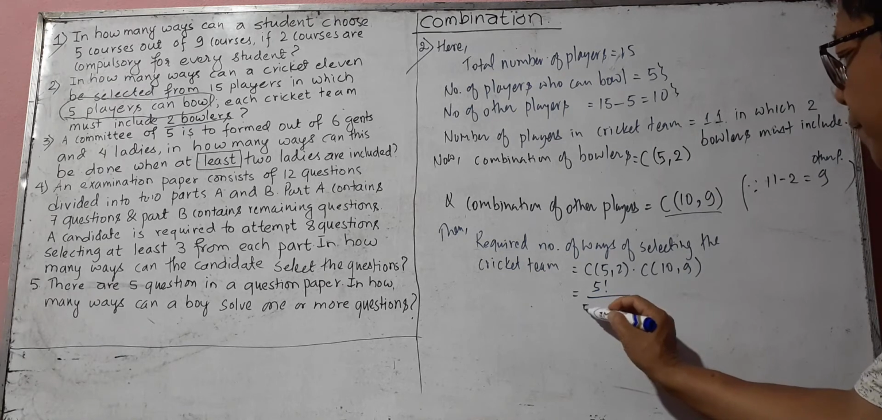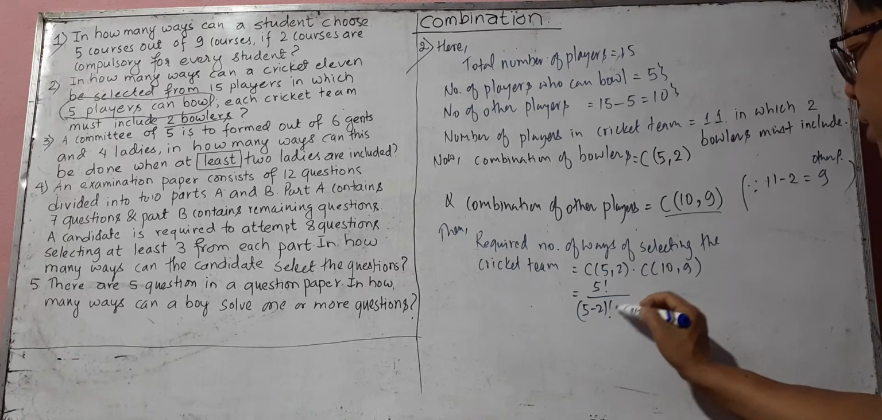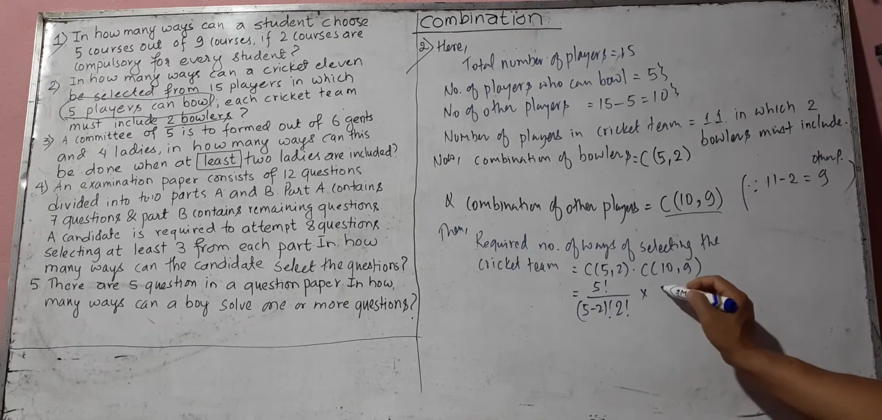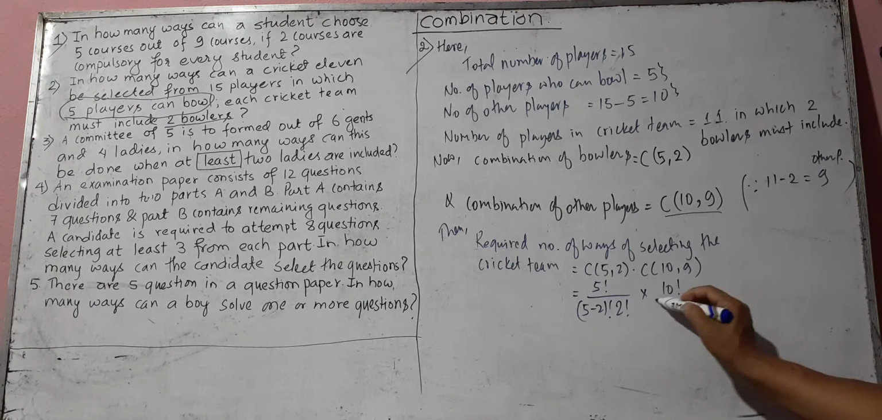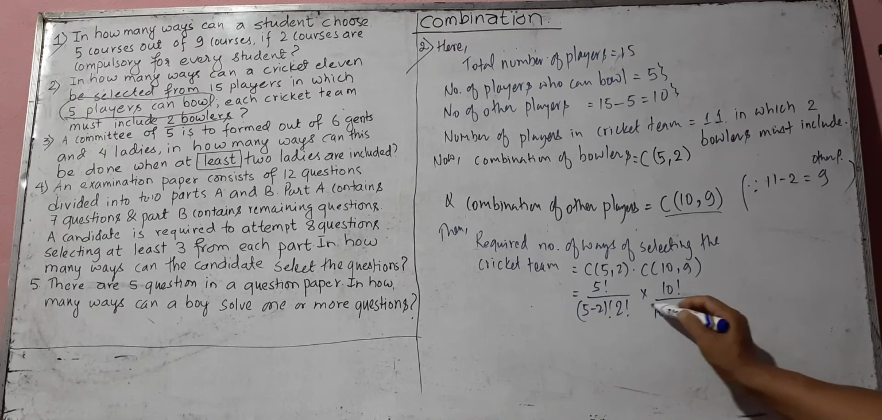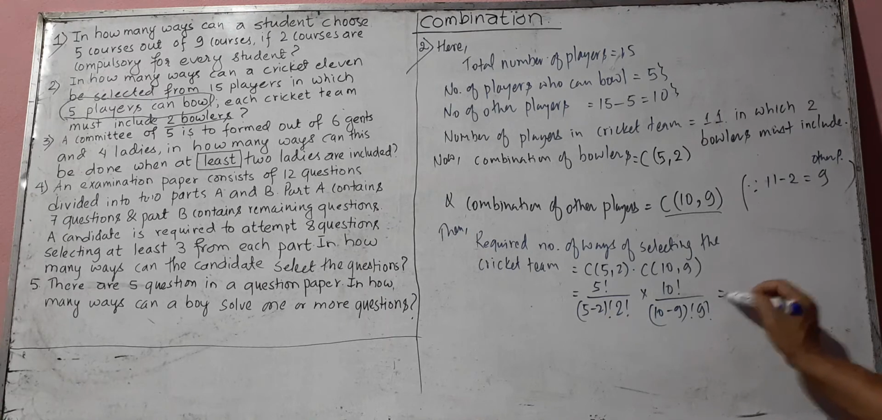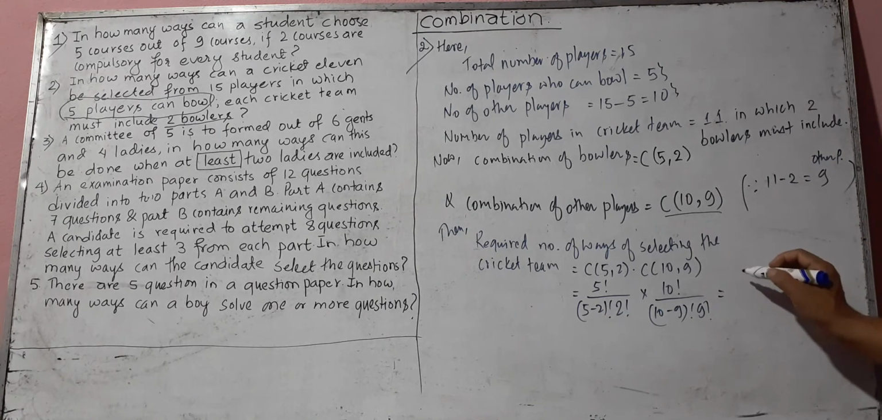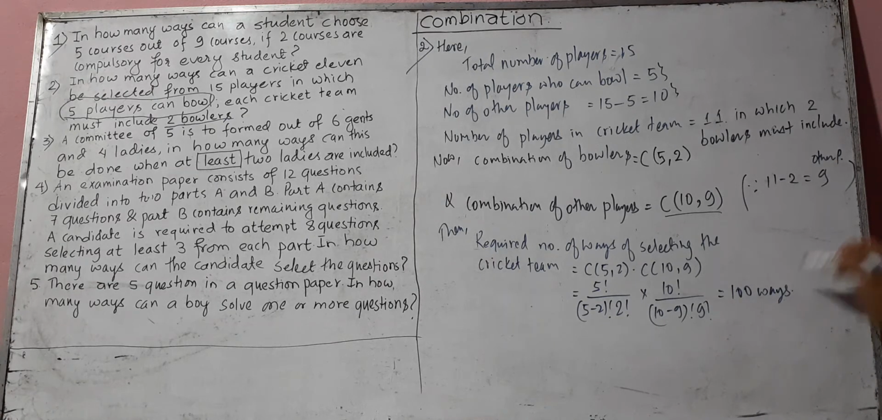Okay, 5 factorial by (5 minus 2) factorial times 2 factorial, into 10 factorial by (10 minus 9) factorial times 9 factorial, and this gives 100 ways. This is the solution of the second question.